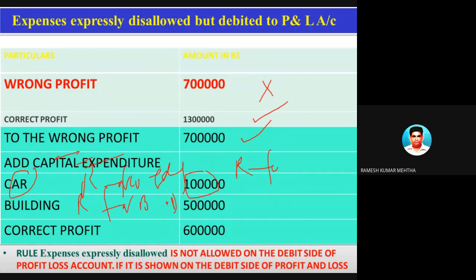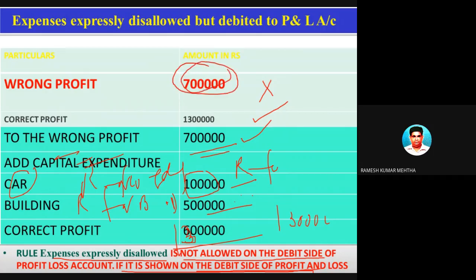These items should be added back. So you will get the right profit: 7 lakhs, which is the wrong profit, add to that 5 lakhs plus 1 lakh. This is the right profit, which is 13 lakhs. So what should you do? The rule is, expenses expressly disallowed are not allowed on the debit side of profit and loss account. If they are shown on the debit side, what you have to do is add back these items of expenditure which are expressly disallowed to the net profit to arrive at the correct profit. So these two items should be added to the old profit.